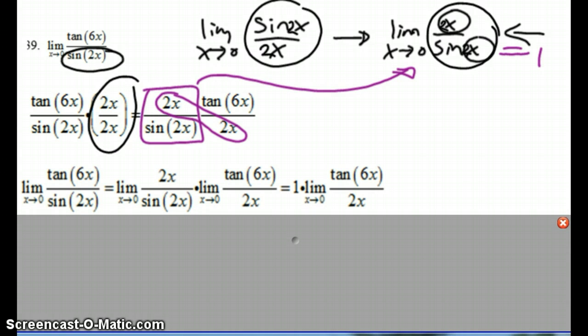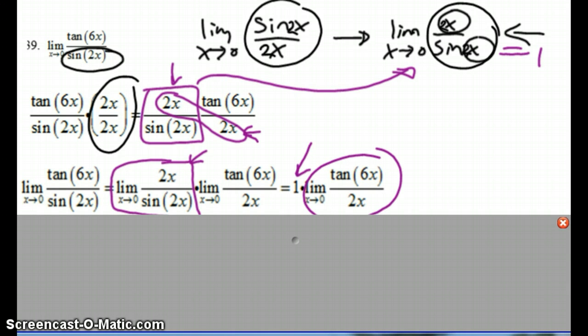So since I multiplied by 2x over 2x and split up my fraction into two pieces, I now have, like I said, we can distribute limits over multiplication. I have one piece that I already know the limit of, and that's 1. I still have to work on this second piece where I have tangent of 6x over 2x. And again, I'm going to split it up into things that maybe I already know the limit of.